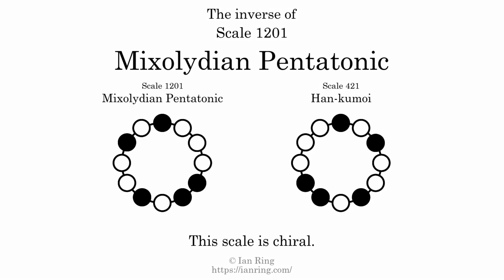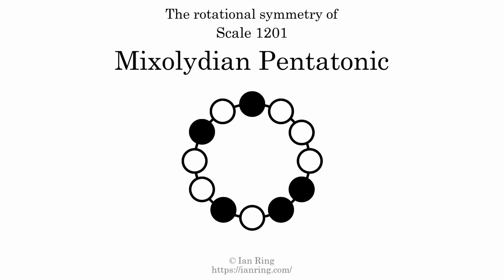The inverse of a scale is a mirror image. It is what you get when the sequence of intervals is reversed. The inverse of this scale is scale 421, also known as Ankumoi. This scale is chiral. It cannot transform into its inverse by rotational transformation. This scale has no rotational symmetry.